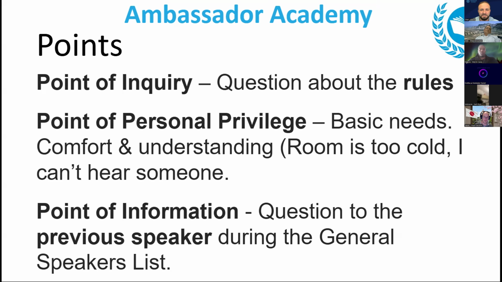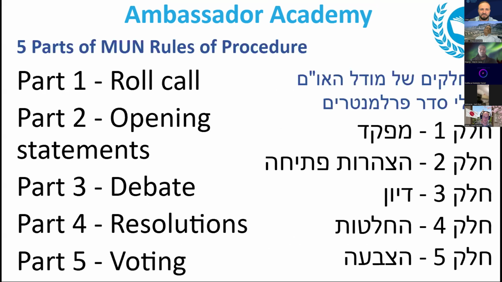So what we're going to do today is a simplified walkthrough. And I say it's simplified because I feel that when you show every aspect of the rules, it can be very overwhelming to participants, and that's not something that we want to do. So I say that Model UN has 5 parts: roll call, opening statements, debate, resolutions, and voting. And resolutions is writing the documents that you're going to vote on. In truth, you can probably find other steps, but this is the overview.